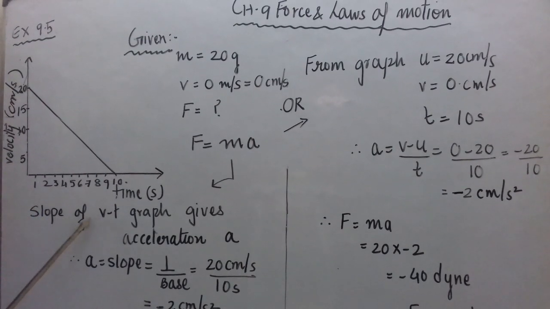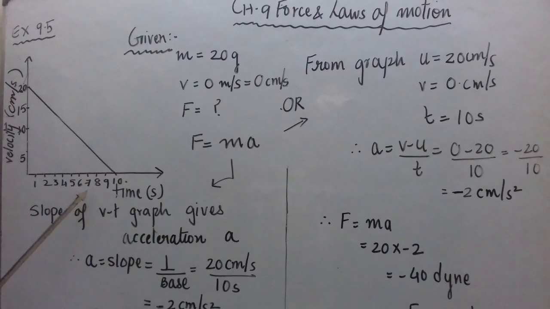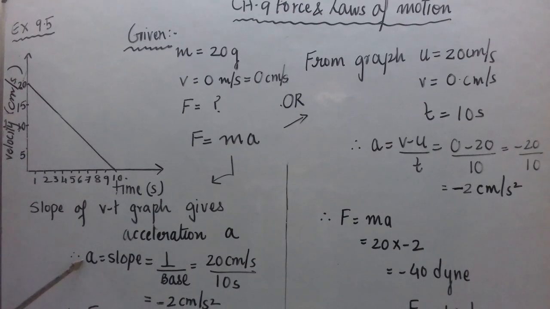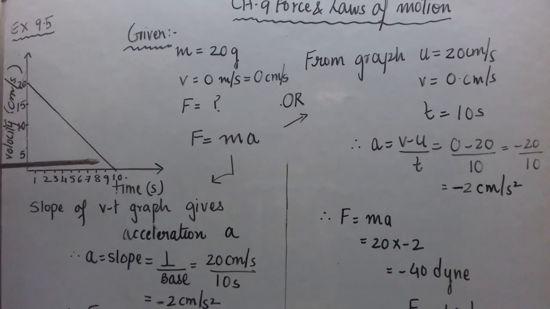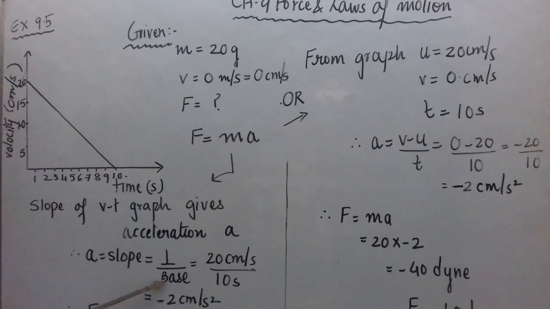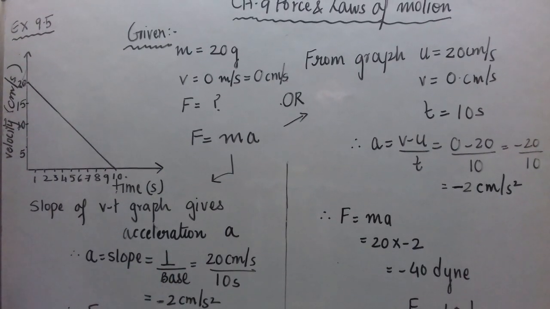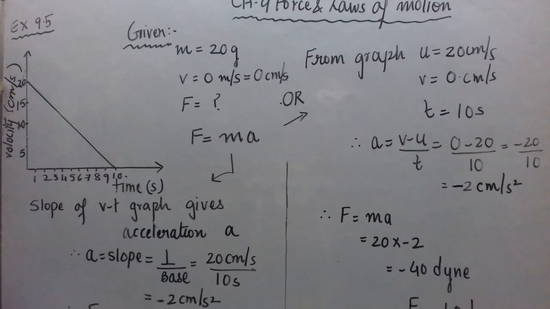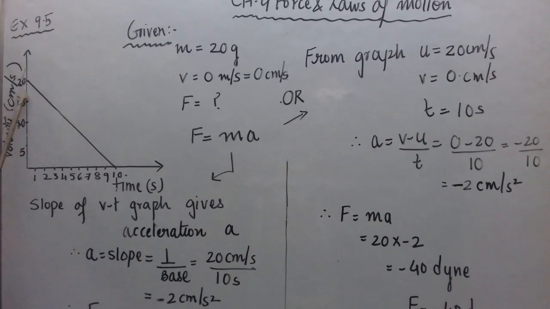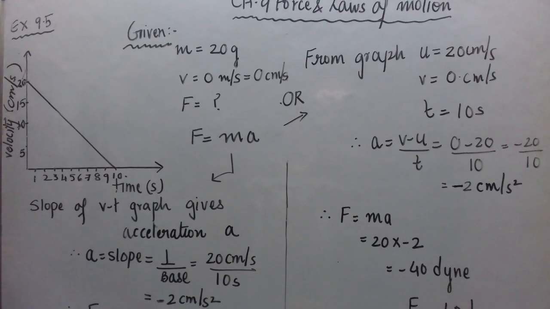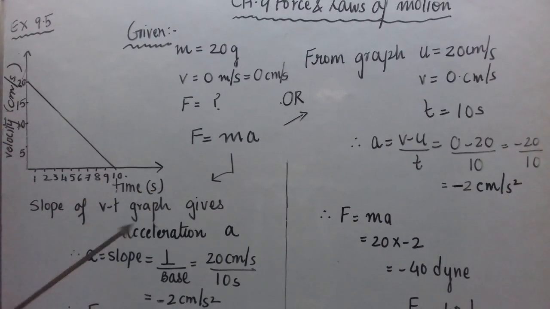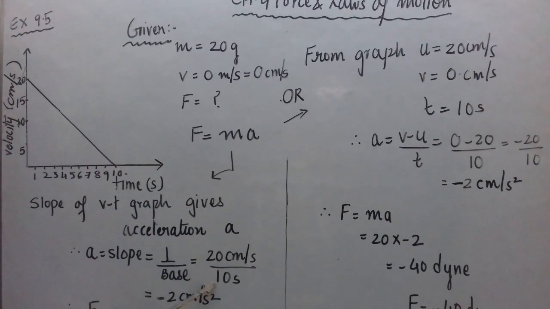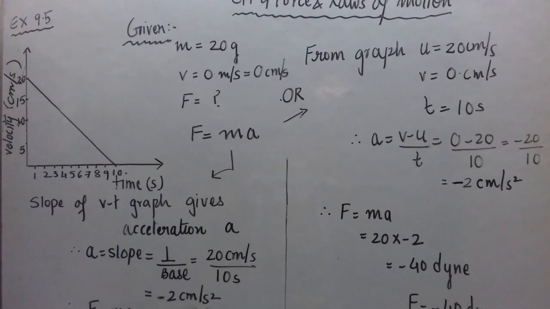We know that the slope of a VT graph gives us what? Acceleration. And so here acceleration a is equal to the slope of the graph. Slope of the graph means perpendicular upon base. And here what is the perpendicular? What is this height? See, 5, 10, 15, 20, and the units are centimeter per second and second here. So this is 20 centimeter per second. And what is the base? This is the base. So this base is 10 seconds. So acceleration is 20 divided by 10, that is 2 centimeter per second square.